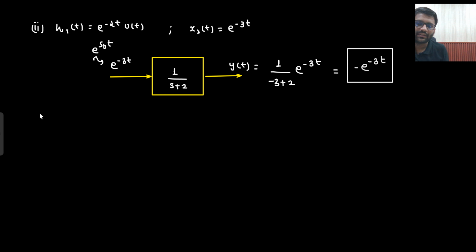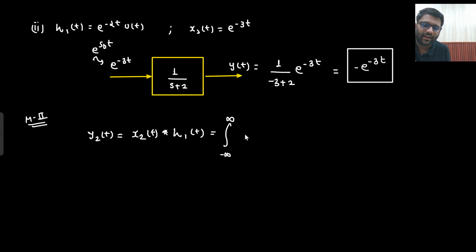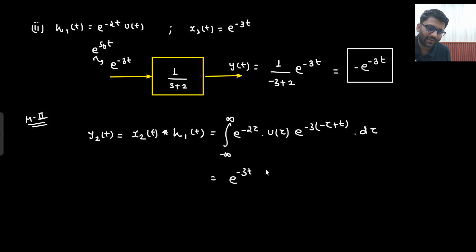But let's go by the basic definition. x2(t) convolution with h1(t), right? So without applying the formula, I am directly writing down the results. This remains as it is, e to the power minus 2 tau u tau remains as it is. Another one inverted and then shifted, right? So I can see that e to the power minus 3t will come common, from minus infinity to infinity, e to the power minus 2 tau. Since there is u tau, this minus infinity to 0 part will be gone. So the limit will change from 0 to infinity. Here what I am getting, e to the power 3 tau dot d tau.